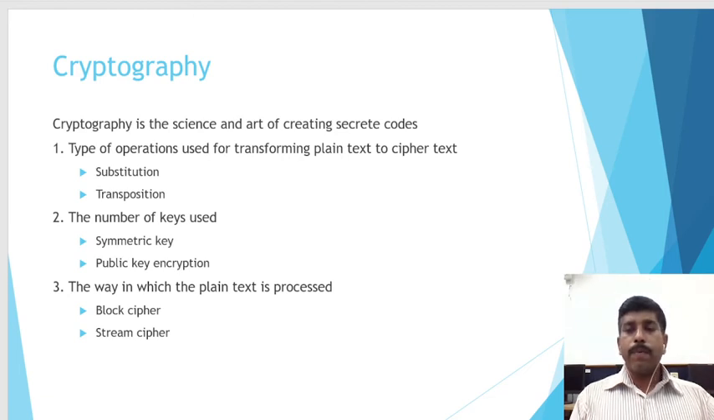The third type of cryptography is the way in which the plain text is processed. So usually the plain text can be processed in two different ways. One, we call it a block cipher. Two, we can process it by stream cipher.